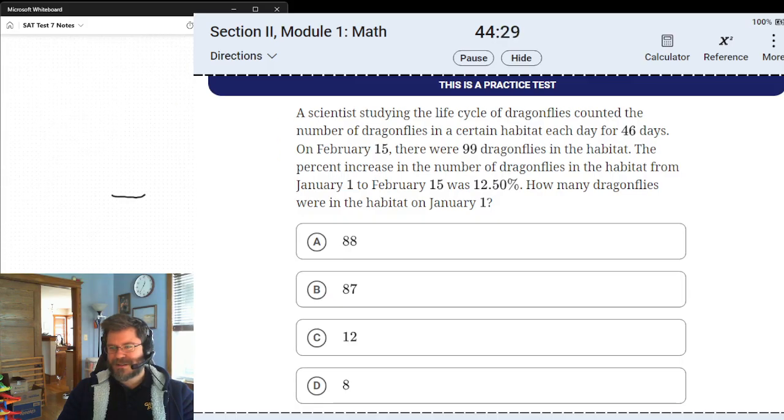All right, so let's go ahead and build our equation. We've been given a coordinate point. 99 is the y value. P is our variable. Our rate of growth is 12.5%, so this is 1 plus 0.125.